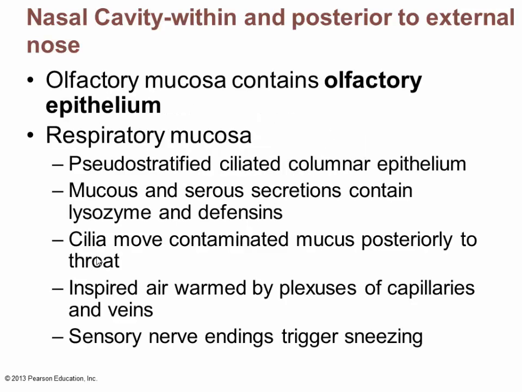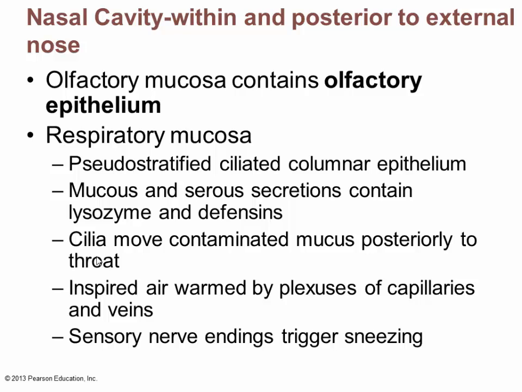Now inside the nasal cavity, so behind that external nares, we have olfactory mucosa. There are two types of mucosa in our nasal cavity. The olfactory mucosa is found in the top part of the nasal cavity. This is where you have your smell receptors. It contains olfactory epithelium, where you have all your little smell receptors, at the very top of the nasal cavity.